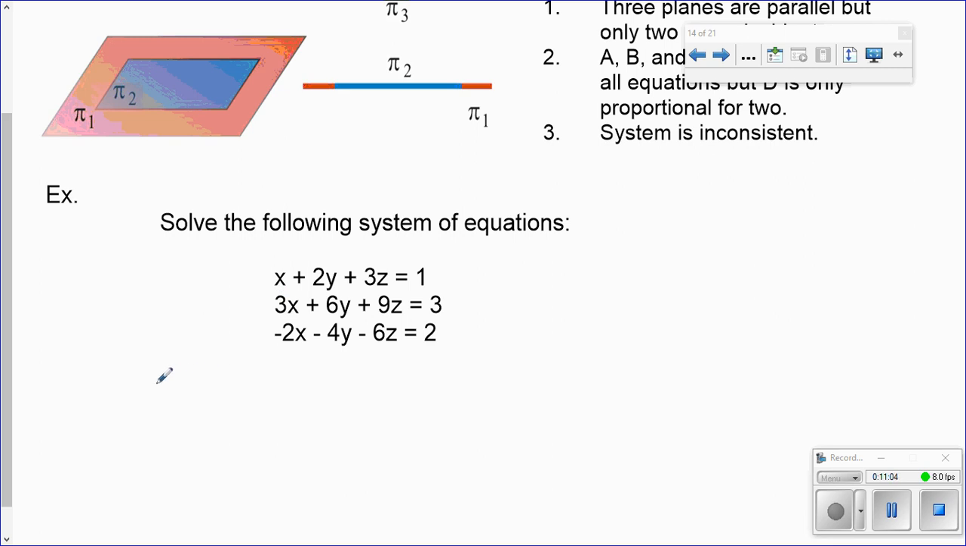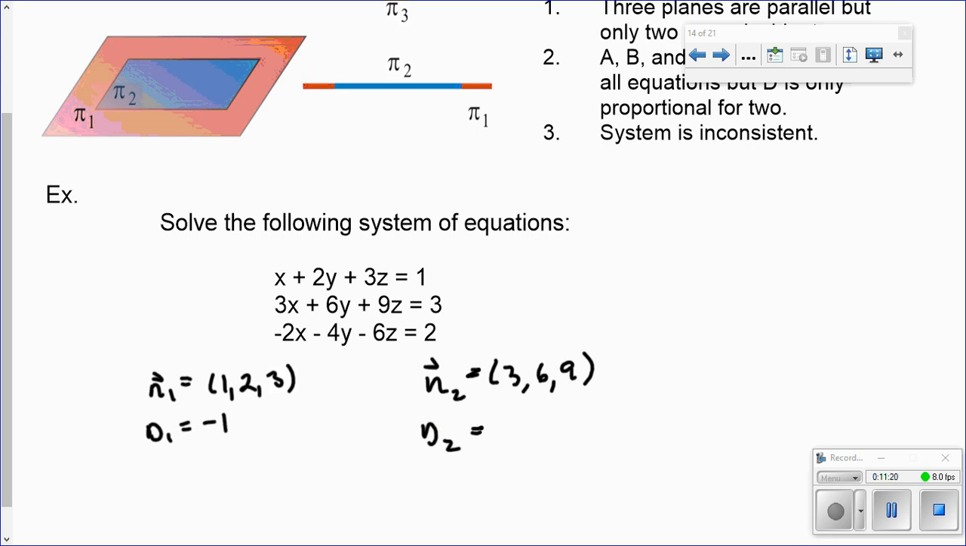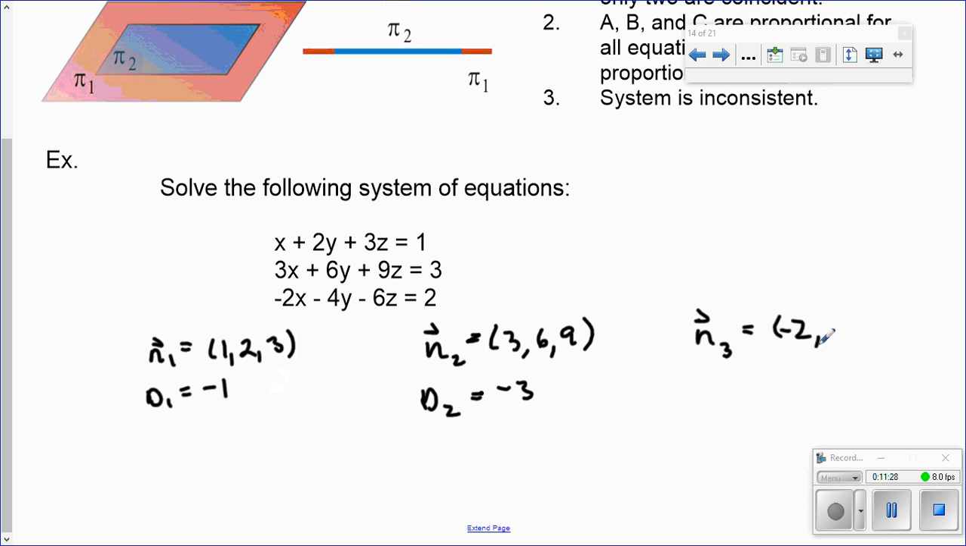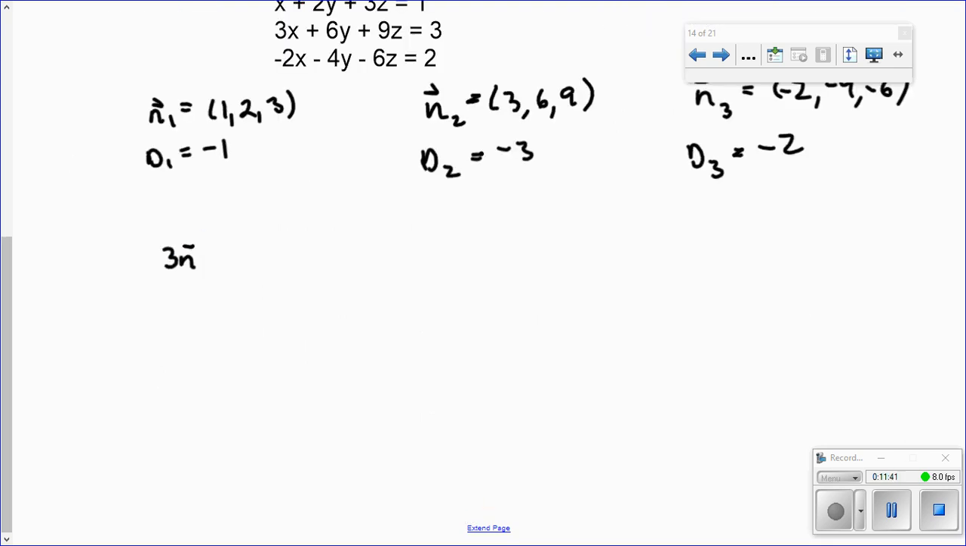Normal 1 is (1, 2, 3), and D1 will be -1. Normal 2 is (3, 6, 9), and D2 is -3. And normal 3 is (-2, -4, -6), and D3 will be -2. So in this case, it looks like I've got connecting statements here. 3n1 is equal to n2, and 3d1 is equal to d2, so planes 1 and 2 are coincident.